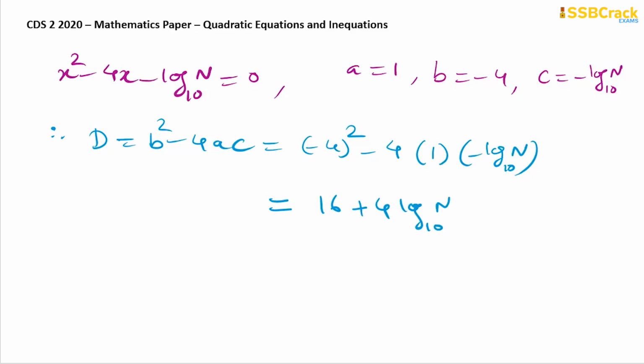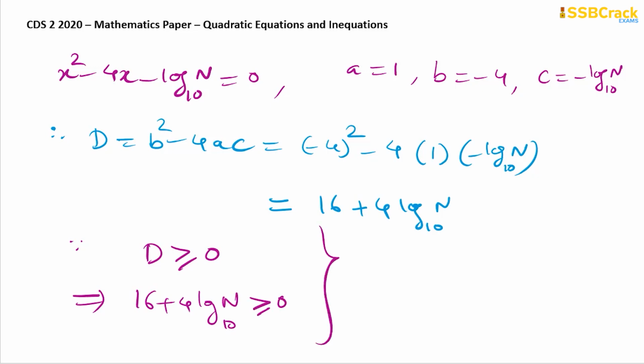So this equals 16 plus 4 log of n to the base 10. Now what they have provided is that the roots are real. This means that D is greater than or equal to 0, which means 16 plus 4 log of n to the base 10 is greater than or equal to 0. We want just the minimum value of n, not the range of values of n. So for the minimum, we can take the equality.